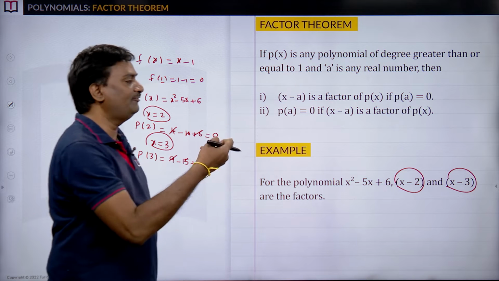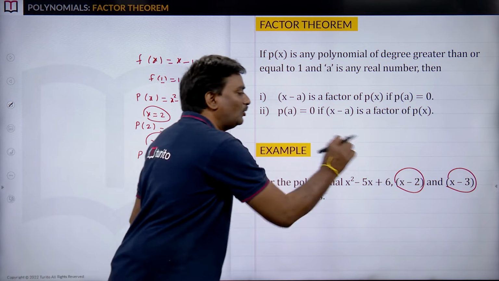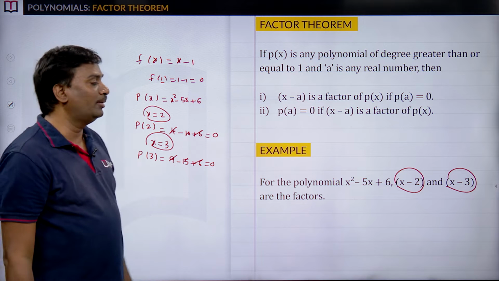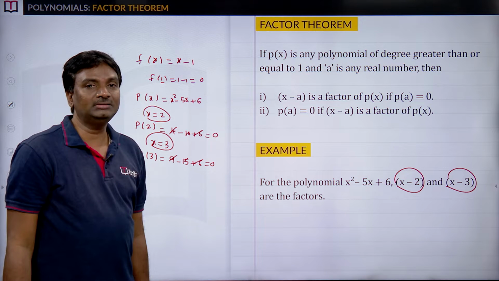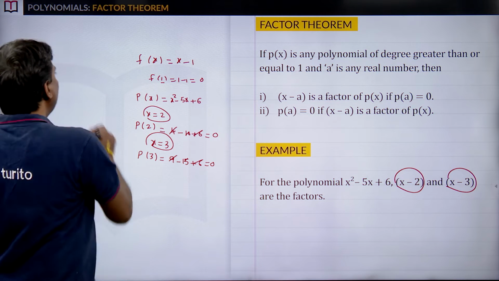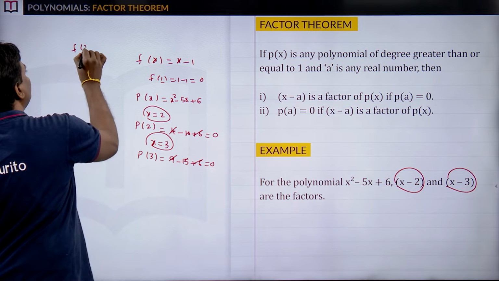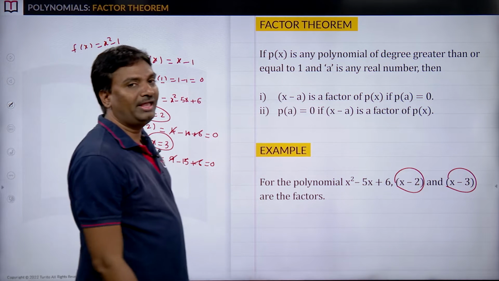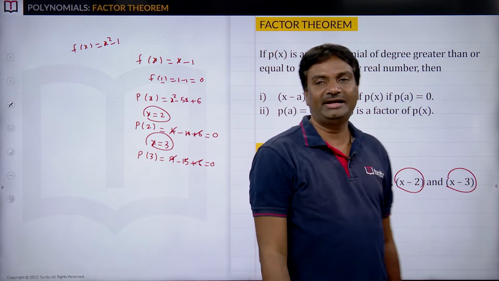X minus a is a factor if p of a equal to 0, which means x equal to 2 and x equal to 3 are the zeros of the polynomial x square minus 5x plus 6. So, can you say what are the zeros or factors of the polynomial x square minus 1? Can you send your answer?